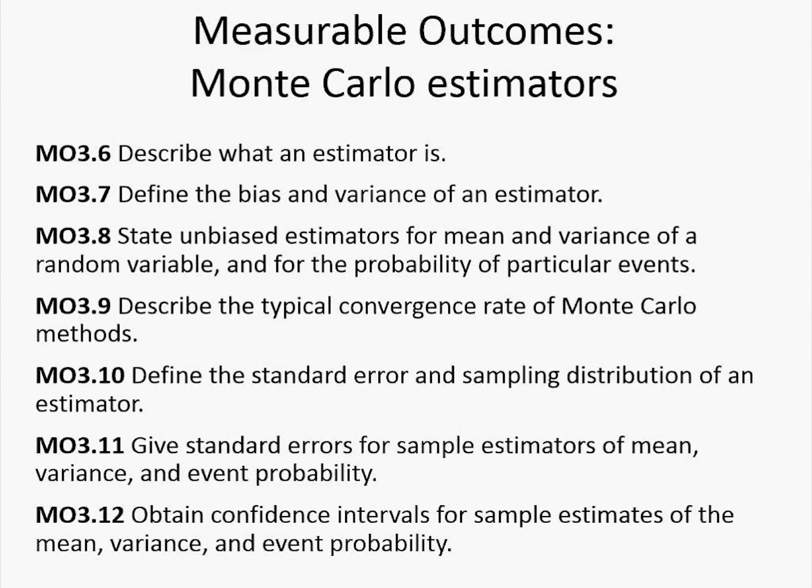Then a whole bunch of outcomes that relate to the estimators. Describe what an estimator is, define its bias and variance. State unbiased estimators for the mean and variance of a random variable and for the probability of an event. Describe the typical convergence rate. So this is how the variance, how the standard deviations of these estimators behave as n increases.